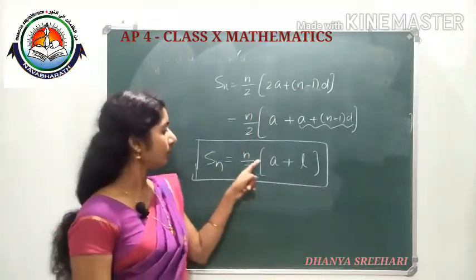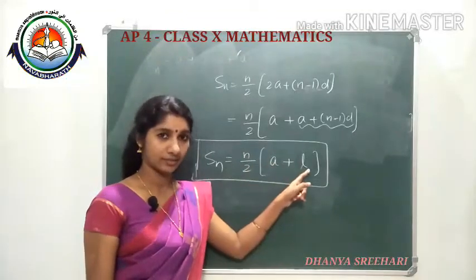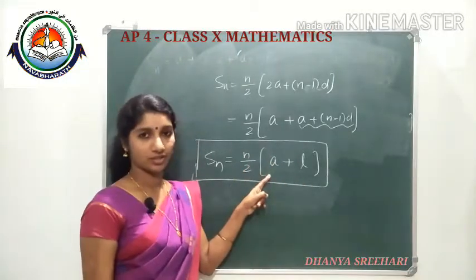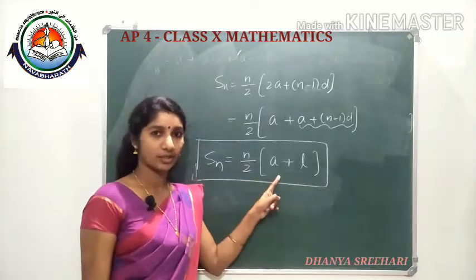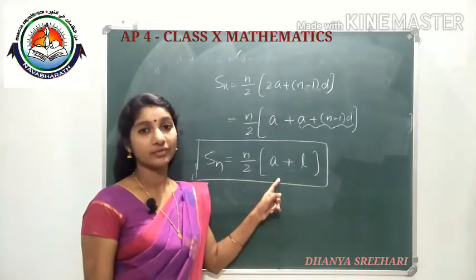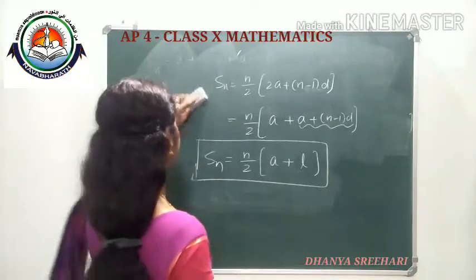So if you know the first term and the last term of an AP, and the number of terms also, then you can use this equation for finding the sum of n terms. We can do one problem.